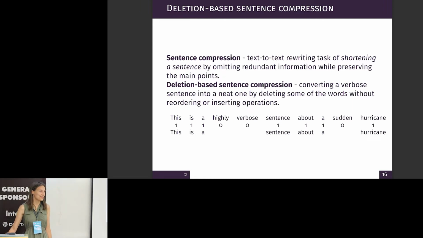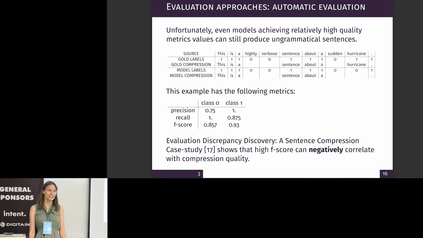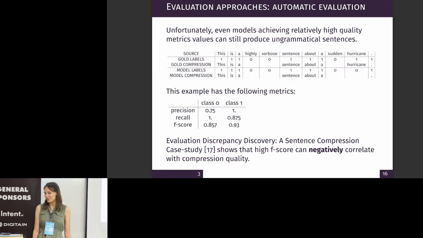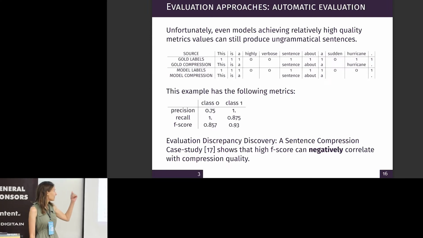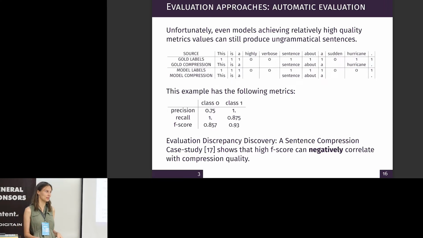So it doesn't look that difficult, because it's just binary classification. But now we'll talk about what the actual challenges are here. Unfortunately, it's pretty easy to obtain high binary classification metrics like F-score on the compression task, and still have completely wrong compressions. You can see an example on the slide: the source sentence, the gold compression, which is the right one, and some imaginable model compression, which sounds like this is a sentence about air, which is ungrammatical and uninformative.